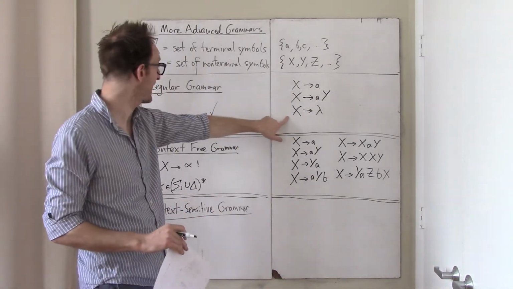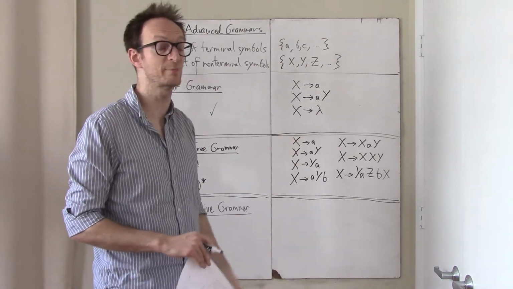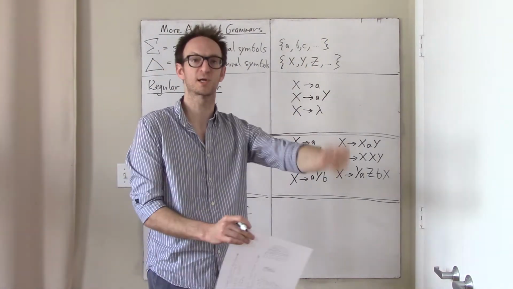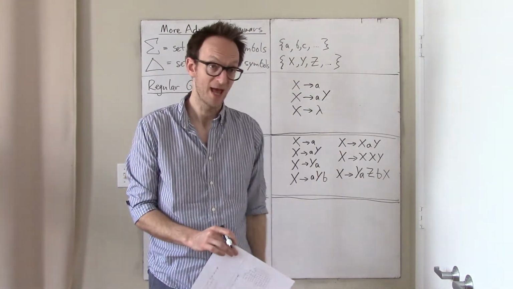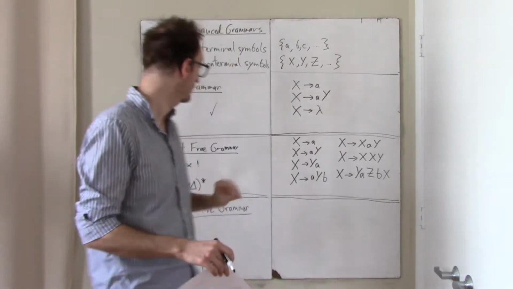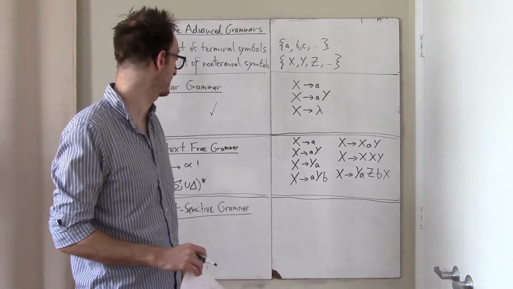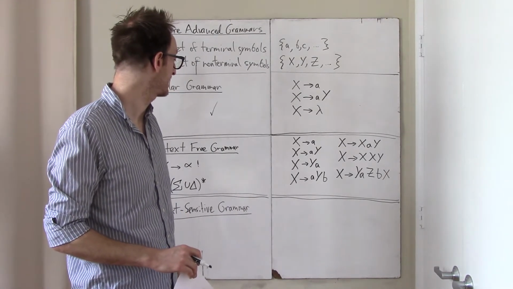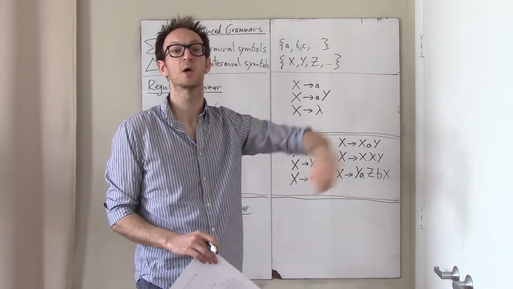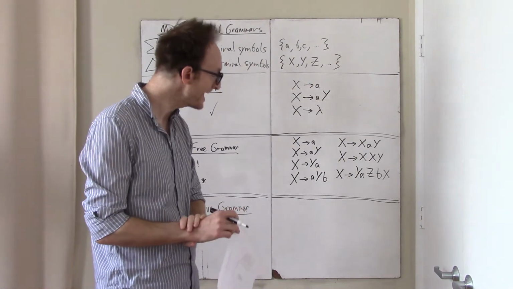all the rules which are allowed in a regular grammar are also allowed in a context-free grammar. Thus, technically speaking, every regular grammar is automatically also a context-free grammar. And since we define a regular language as a language generated by a regular grammar, we also define a context-free language as a language generated by a context-free grammar. And so when we say that a language is context-free, we mean that there exists a context-free grammar which generates it.